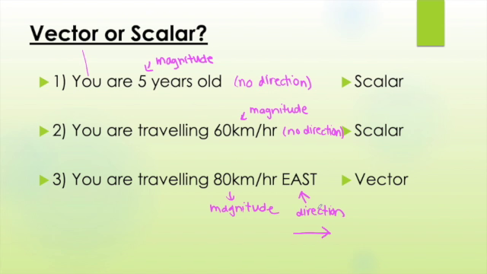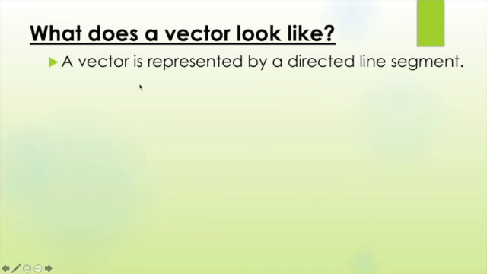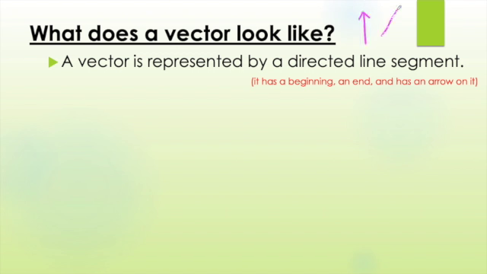Now we're going to look at what a vector looks like. We know that it has both a magnitude and a direction, but on paper, what is it going to look like for us? Let's read this. A vector is represented by a directed line segment. So it has a beginning and end and an arrow on it. It could look something like this, or like this. There are multiple ways that a vector can look. Just make sure that you have the beginning, it's straight, and then has an end with an arrow on it.